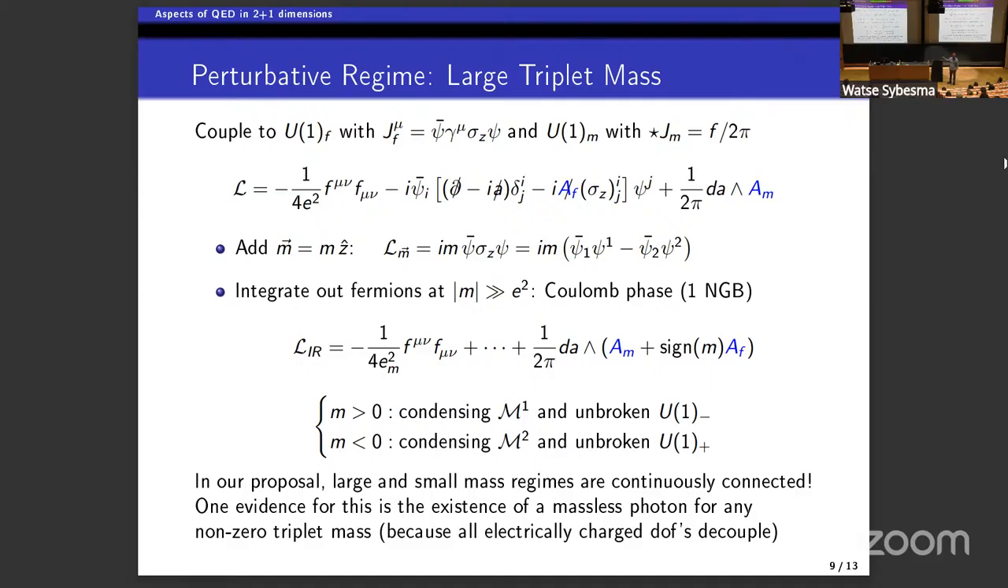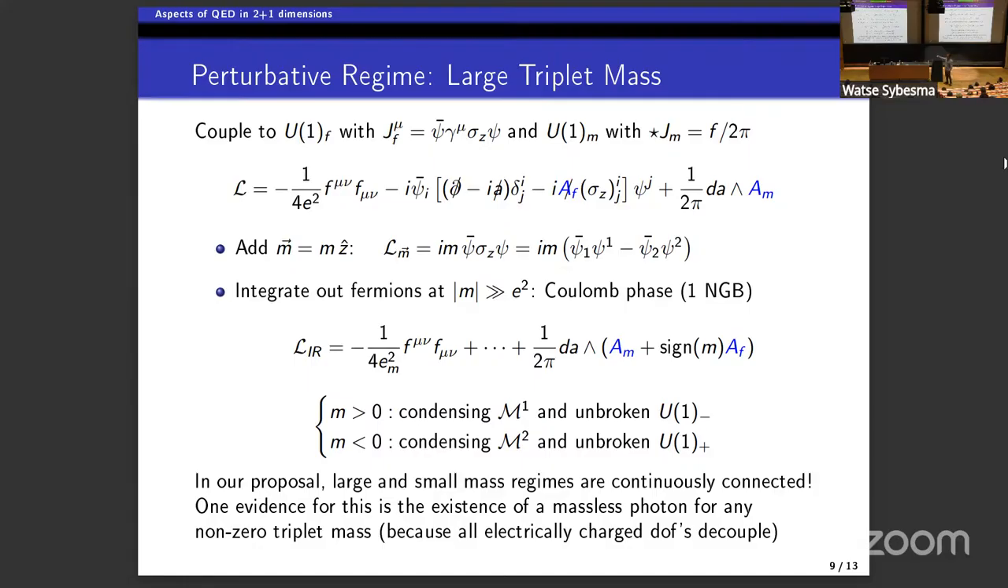This is an exact computation because it's perturbation theory. And what you get is that you will get the Maxwell term with some renormalized gauge coupling. And then this guy goes through. It is not affected by integrating out fermions because fermions do not carry charge under the magnetic symmetry, but they carry charge under the flavor symmetry. And this will induce a mixed Chern-Simons term between the original gauge field and this background gauge field for the U1 symmetry. And this term depends on the sign of the mass.